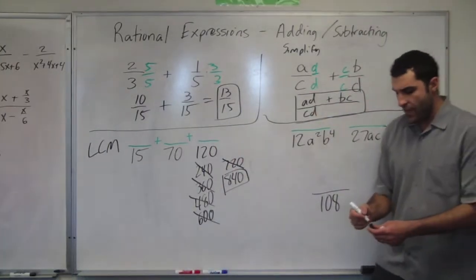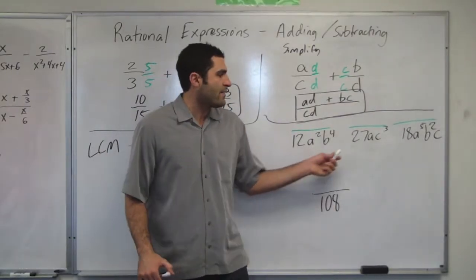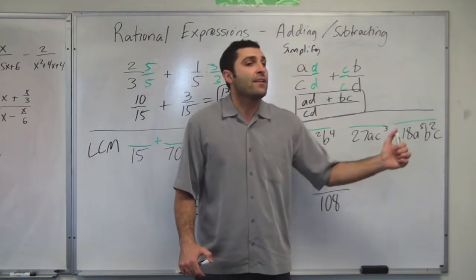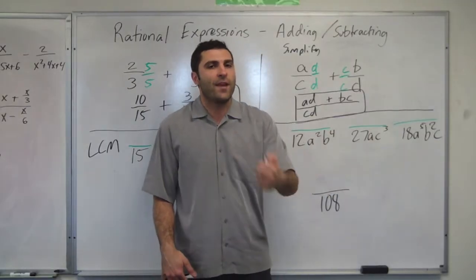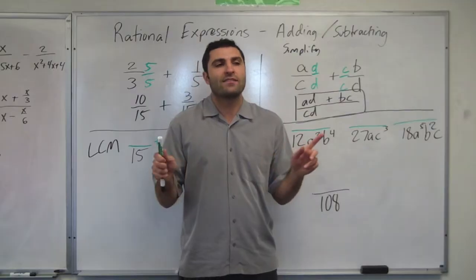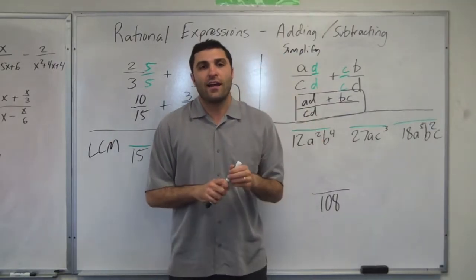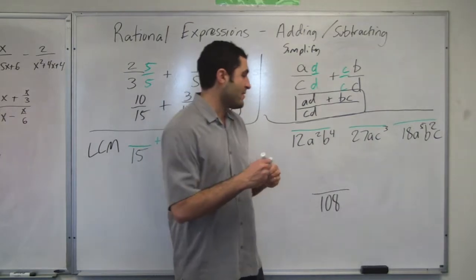Now, variables, over here. What is the smallest thing that a squared, a, and a to the 5th can multiply to make? It's not a to the 6th. It's a to the 5th. Why? Let's talk about it.